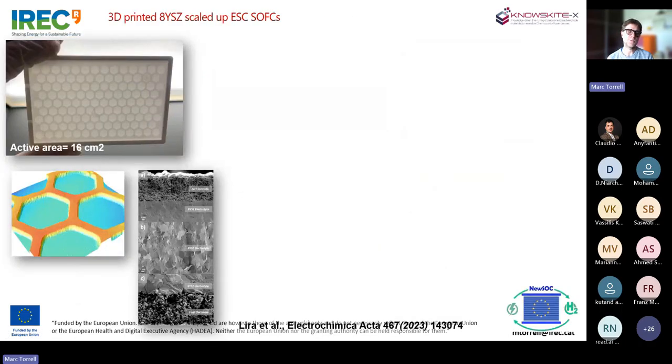So we try to transfer this to a larger area cell, and this time already with 8YSZ, so a better ionic conductor, a better electrolyte for our solid oxide cells. And here you have the image of this thinner, 16 square centimeters large area solid oxide cell. Here we have the cross section. You can see that apparently the electrolyte has exactly the same microstructure that you can see in any tape casted cell, and the interfaces between the air electrode and the oxygen electrode with the electrolyte are the conventional ones since it's functionalized after the printing.